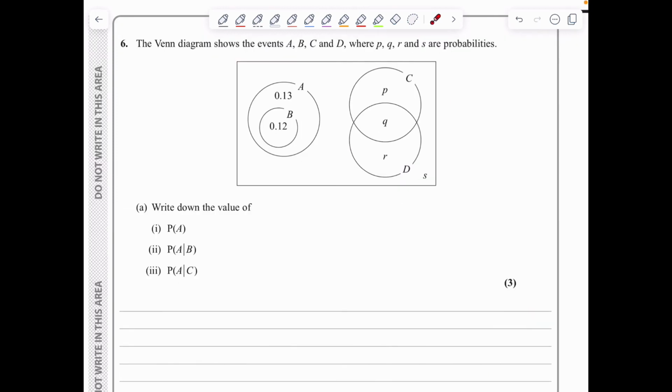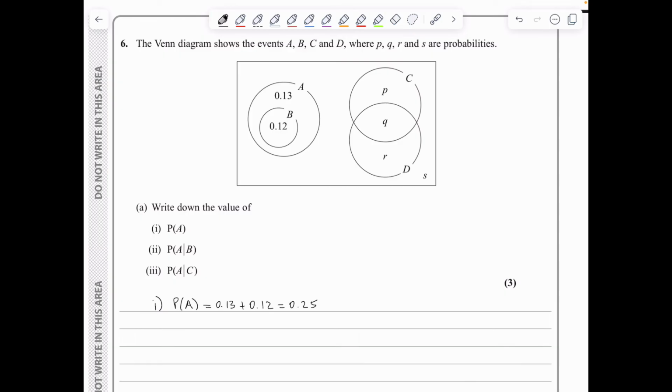On question 6, we've got the Venn diagram here showing events A, B, C, and D with the associated probabilities, and we need to write down the value of probability of A. Well, the probability of A is all of this, so we can simply say that the probability of A is simply the 0.13 plus the 0.12, which is of course 0.25.